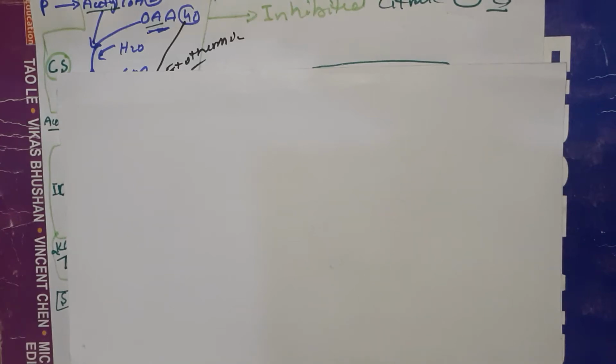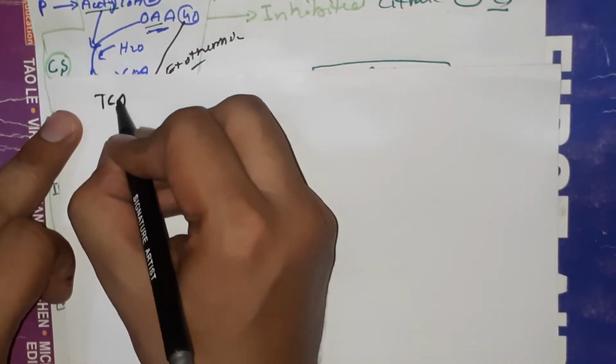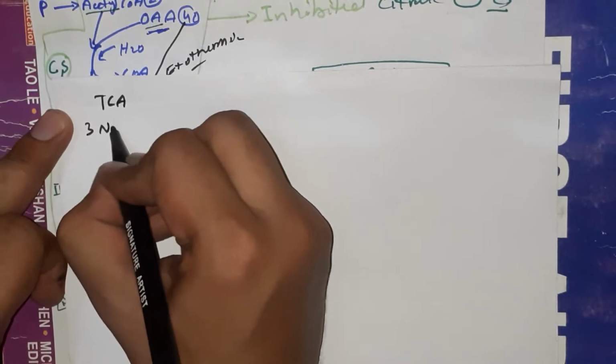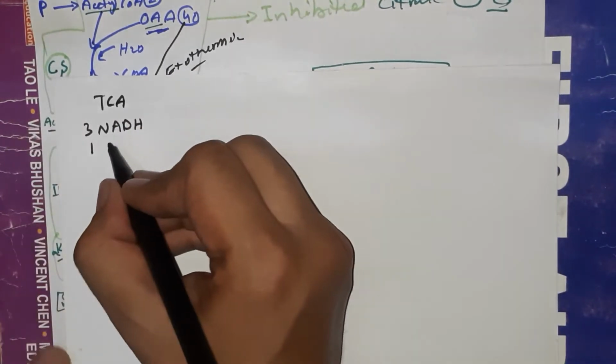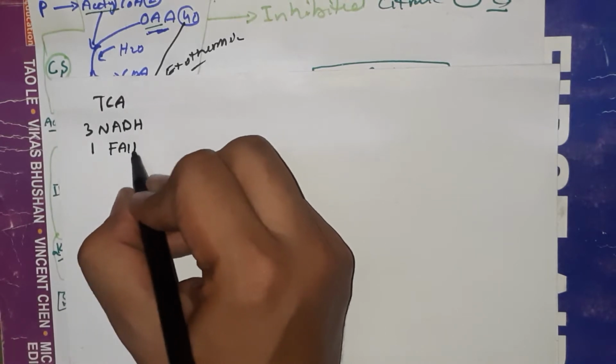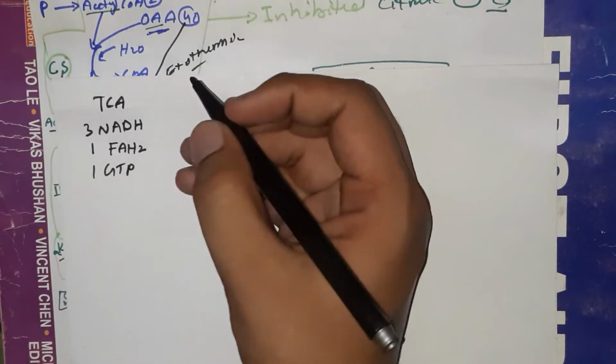So in this video we are going to discuss the ATP produced in the TCA cycle as well as in the aerobic oxidation of one molecule of glucose. In the TCA cycle, basically, 3 NADH are produced, 1 FADH2 is produced, and 1 GTP is produced in one TCA cycle.